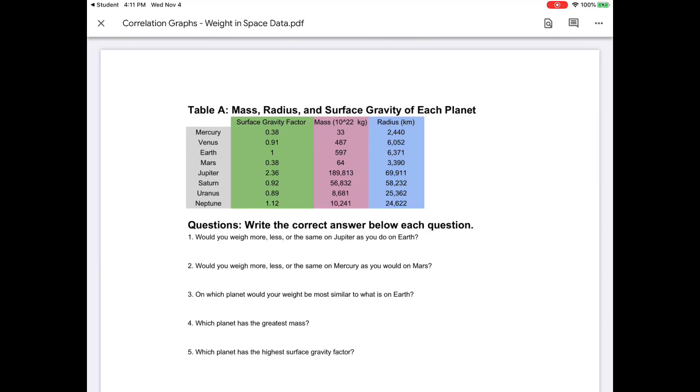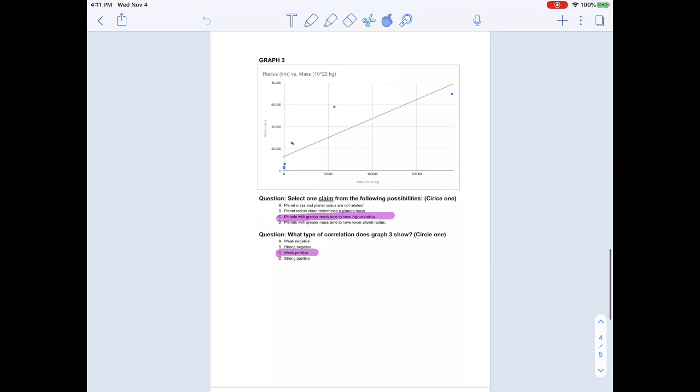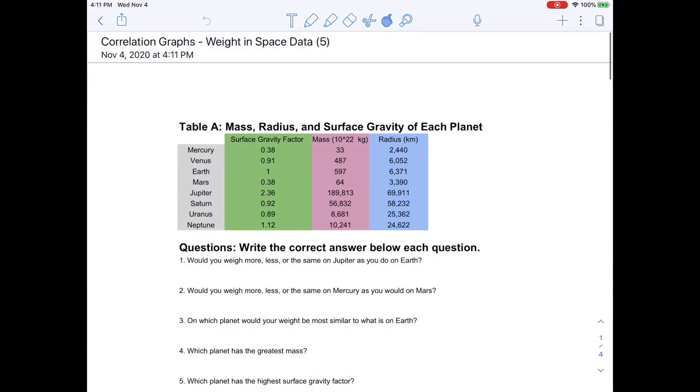Then I'm going to go into Notability and find my new note, which is right here. And I'm going to do this assignment. So this is data from our textbook about surface gravity factors. That's what gravity is like at the surface of the planet.